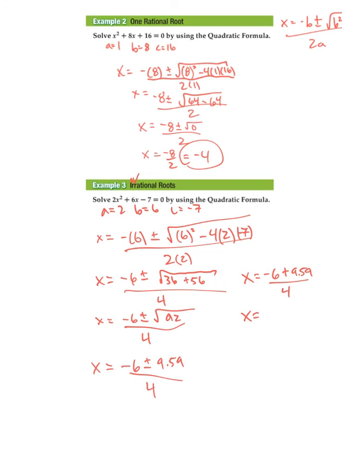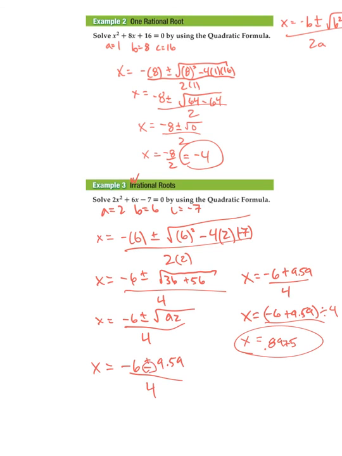If you plug that into your calculator, let me show you what you're going to need to do on the scientific calculators. You'll do parentheses, negative 6 plus 9.59, close those parentheses, and then divide by 4. Or you could simplify all this first and then divide by 4 at the end. Either way, what you should get is 0.8975. I am sorry, guys. Being out of the routine for so long, I'm sure it's messing with us all a little bit. That was the plus solution.